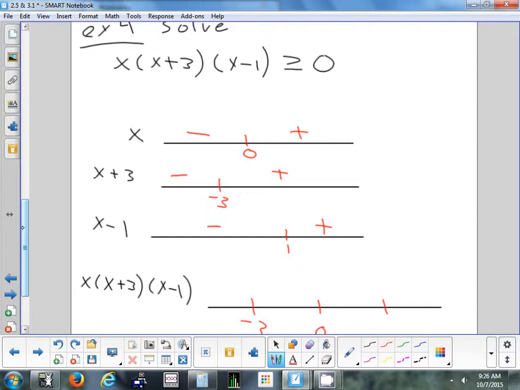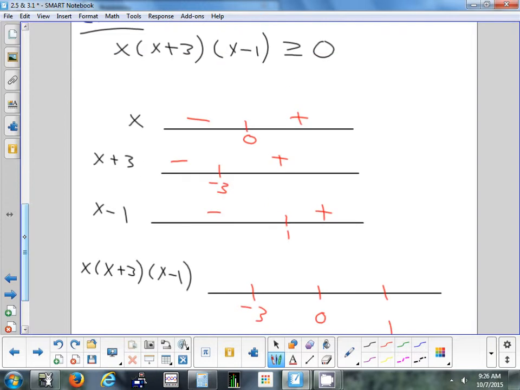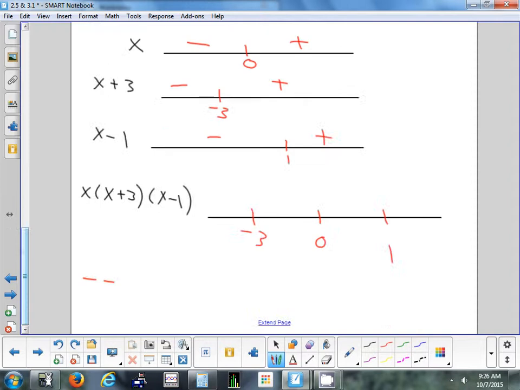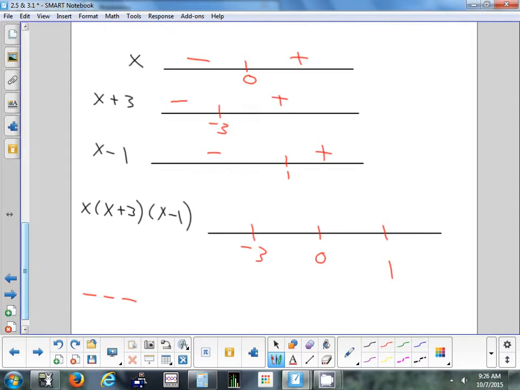All right, let's check less than negative 3 on all 3 number lines. In the top one, if I'm less than negative 3, what's the sign? Okay, I'm just going to write that down so I don't forget. In the middle one, less than negative 3? Negative. And in the bottom one, less than negative 3? Negative. What's a negative times a negative times a negative? Negative. So the next one should be positive.